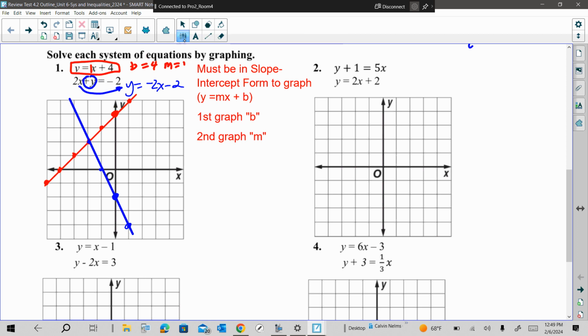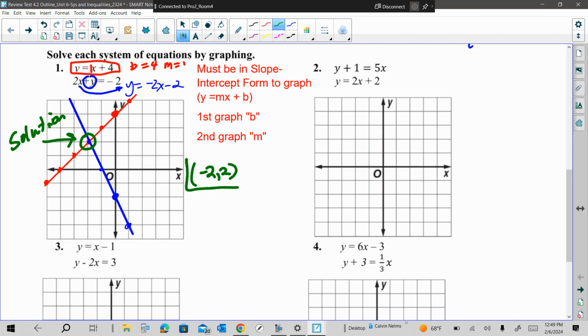Just make sure that we understand where they intersect is the solution. And all you have to give me is that ordered pair. So yes, I'll write it over here. It was negative 2, comma 2. Okay.